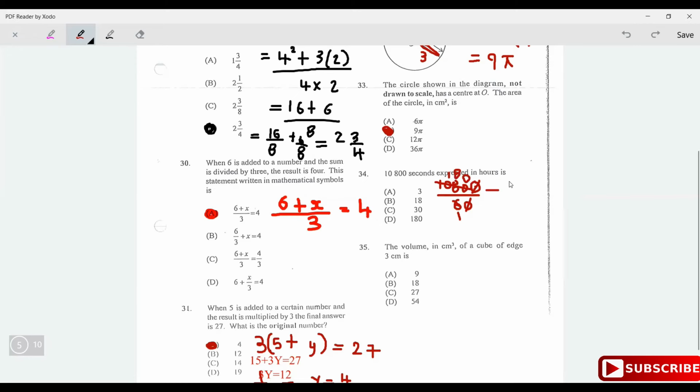So it's equal to 180 minutes, M for minutes. I'm going to divide it by 60 again, because I'm now converting from minutes to hours. 180 over 60 is 3. So this is 3 hours. So 10,800 seconds is 3 hours, which is E.